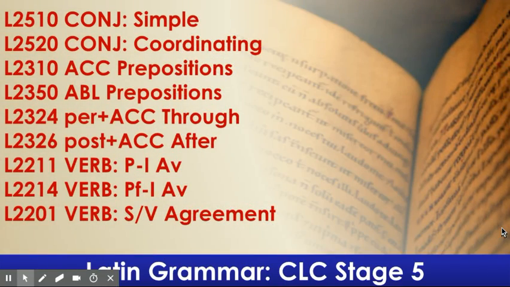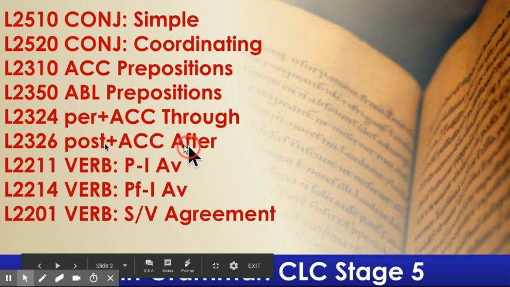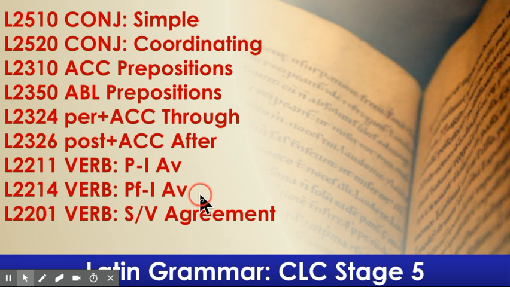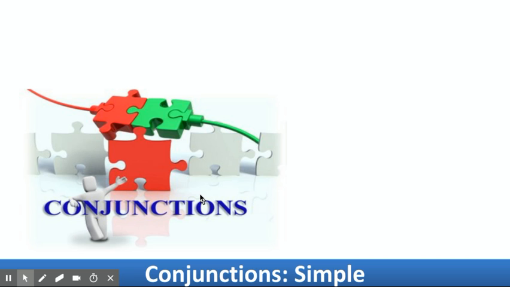Here's what we're going to cover today. We're going to cover conjunctions, simple coordinating, add some review of prepositions, add two more prepositions, per plus accusative, post plus accusative, review the present indicative, and we're going to add the perfect indicative, and then still talk about subject-verb agreement and the difference between the verbs.